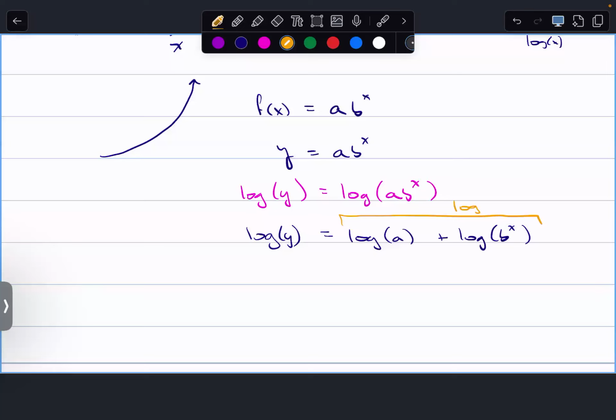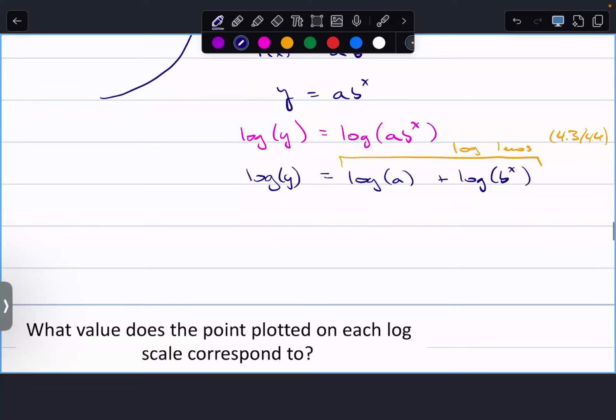This is by the log laws. And I'll say 4.3 or 4.4 in case you need a refresher. But we also know by the log laws, if I have an exponent inside the log, I can rewrite that as a coefficient out front. Okay. Log of a plus x times the log of b.